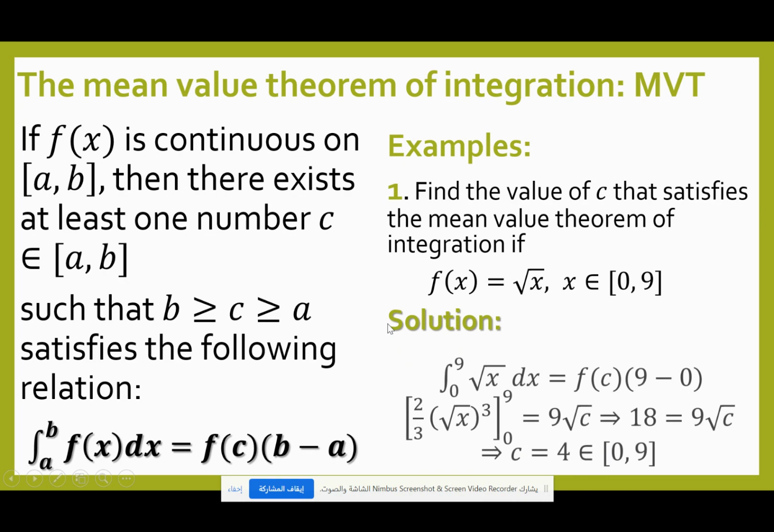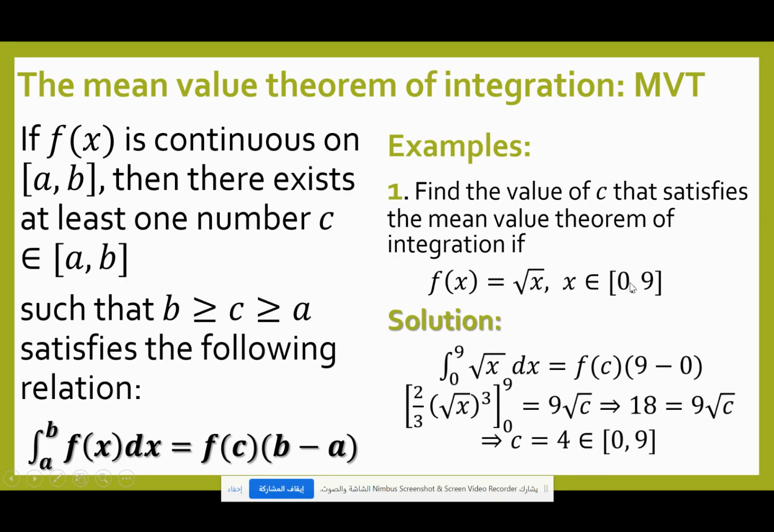Solution. First of all, the function is continuous, of course, because it is defined from 0 to 9 for that square root. Now, to find the value for c, you are going to write the rule. The rule says that the integral from a to b of the function dx equals f of c times b minus a. What is that a now? What is that b? What is my function? a is 0, b is 9, and the function is the square root. So we can write it from 0 till 9, square root of x dx. Now we have to complete writing the rule. f of c multiplied by a bracket, 9 instead of b, 0 instead of a.